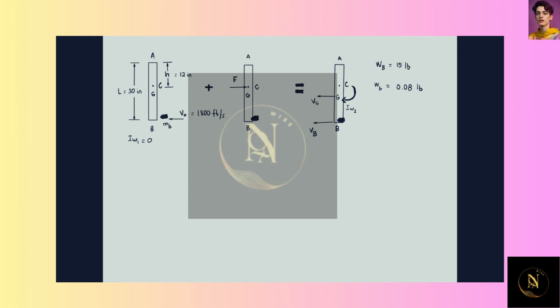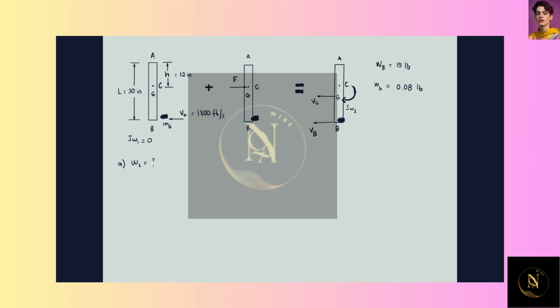So for letter A, we need to find the angular velocity of the bar after the bullet is embedded in it. So we're looking for omega 2 here. Before we start with the computation, let's first convert the values to feet for consistency of units, since our given velocity is in feet per second.